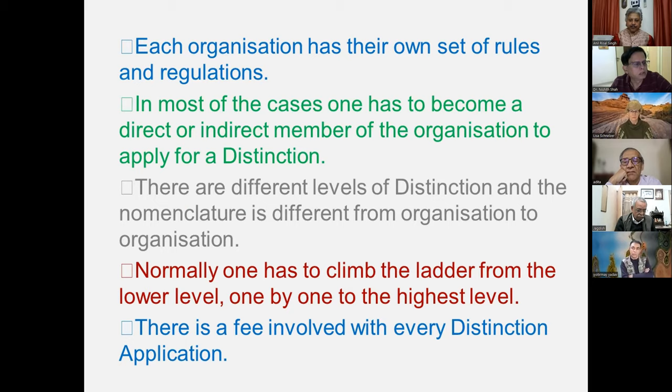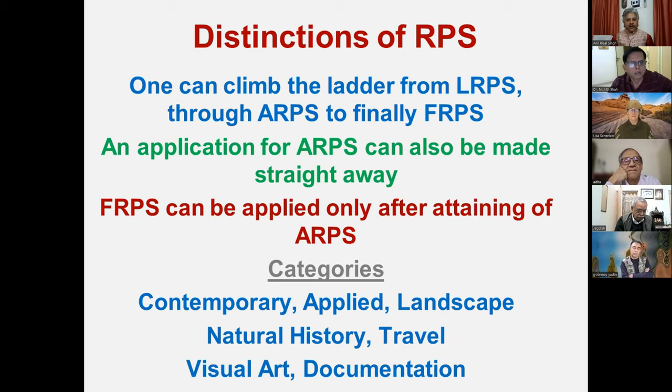Distinctions of RPS, Royal Photographic Society. One can climb the ladder from LRPS, that is Licentiate of the Royal Photographic Society, through ARPS, Associateship, and finally FRPS, the Fellowship. An application for ARPS can also be made straight away. But FRPS can be applied for only after attaining ARPS, Associateship of the Society. And the categories are contemporary, applied, landscape, natural history, travel, visual arts, and documentation.